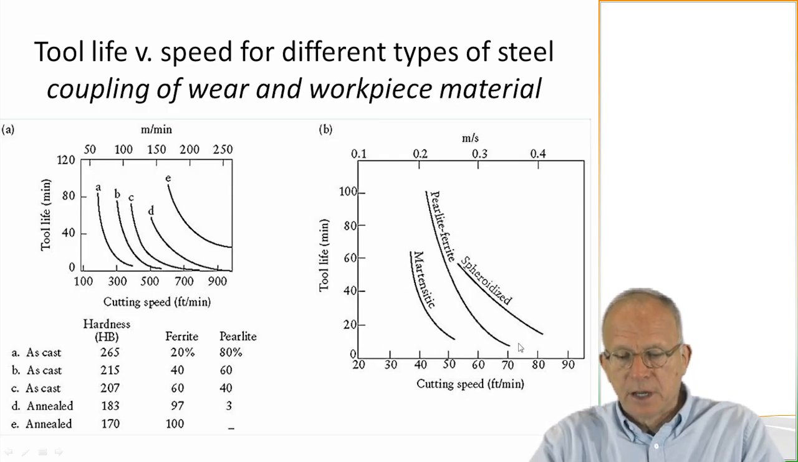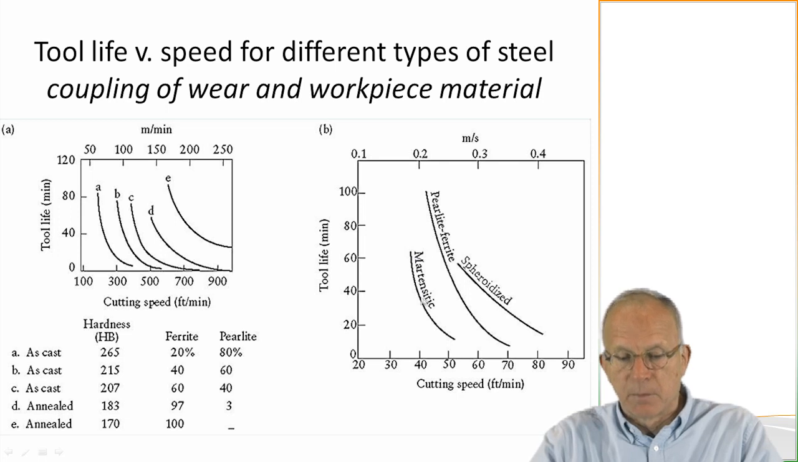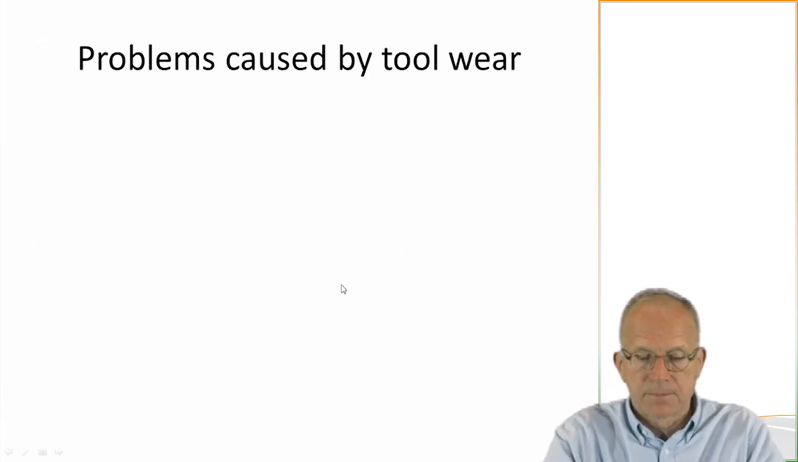And here we can see relationships with microstructures. So these are different steel microstructures: spheroidized, pearlite, ferrite, and martensitic, which would be the hardest. And so here's the cutting speed again on the horizontal axis and the tool life on the vertical axis.